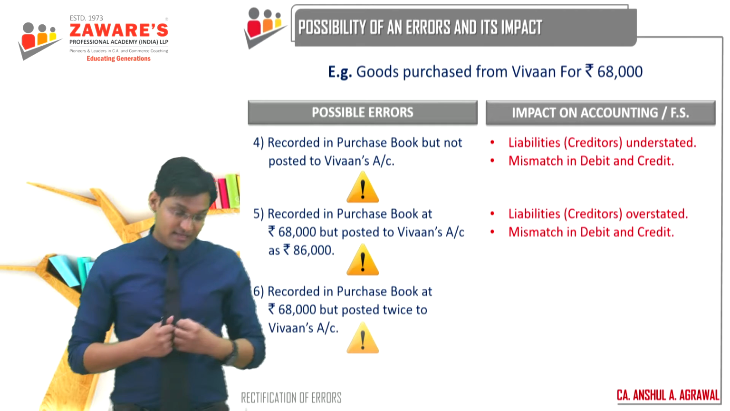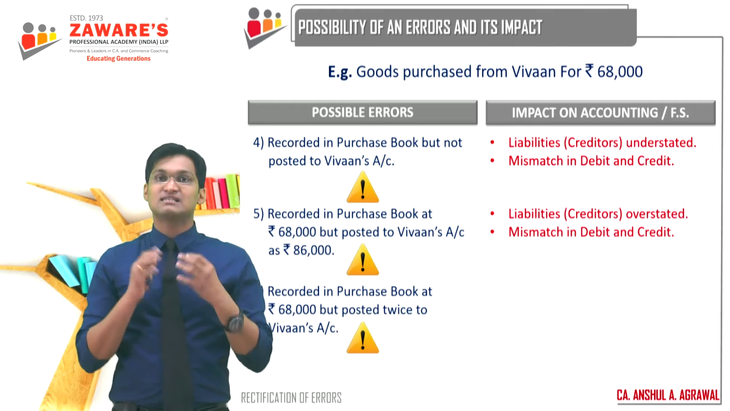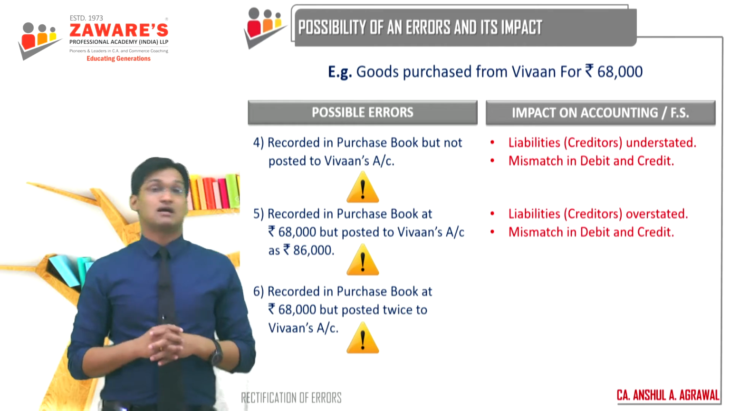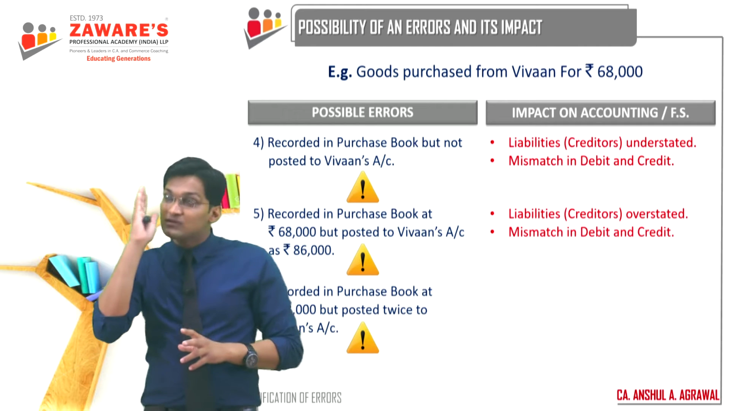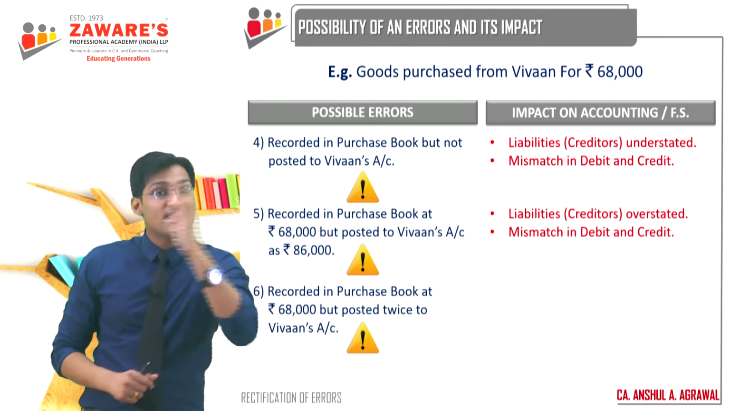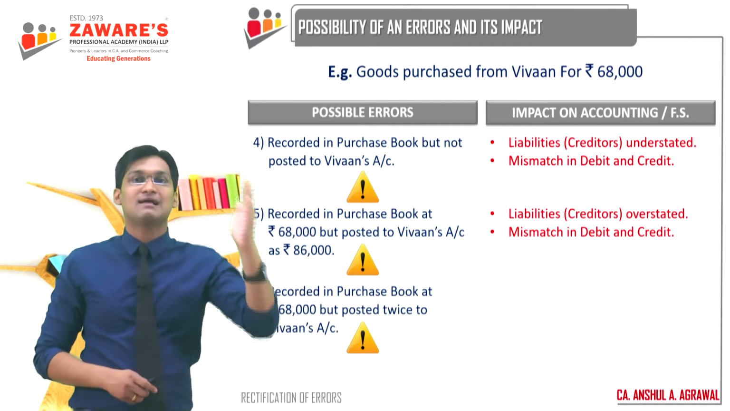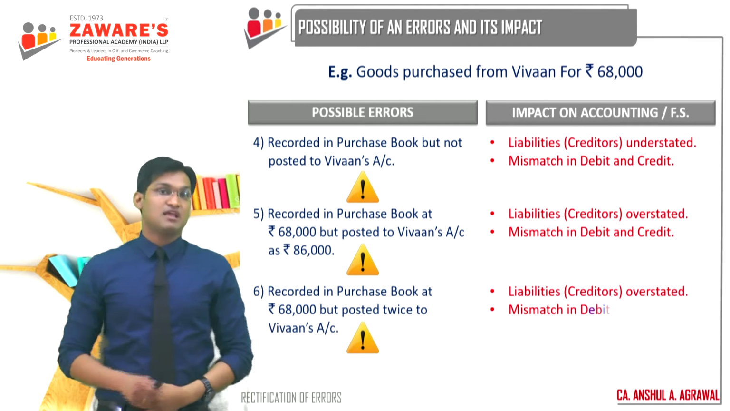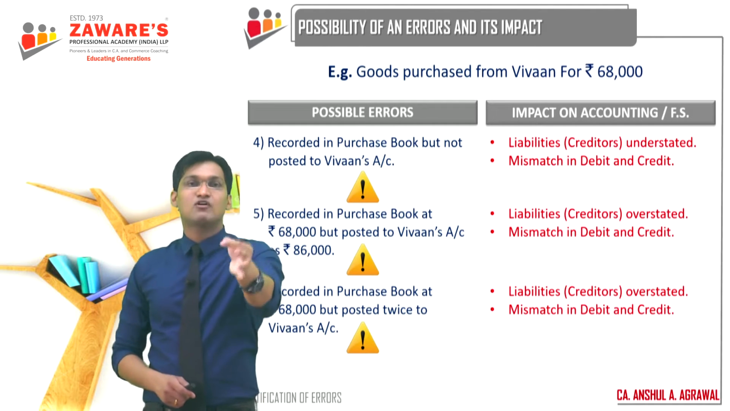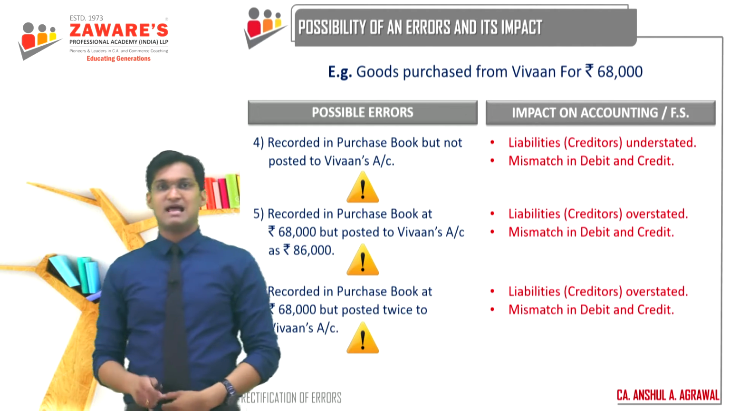What is another possible error? Let's see. You have recorded in purchase book at 68,000 but posted twice to Vivan's account. Purchase account correctly debited by 68,000. Vivan's account you have credited twice by 68,000 plus 68,000, 1,36,000. What will be the effect of this error? Understand, your liabilities will again be inflated because you have credited twice. Your liabilities are overstated and there is mismatch in debit and credit.